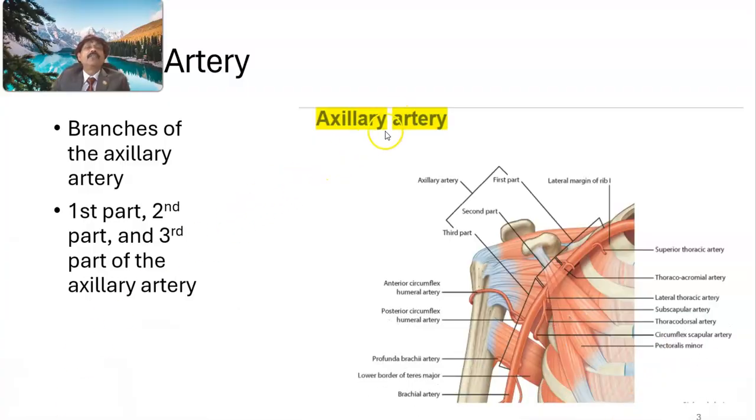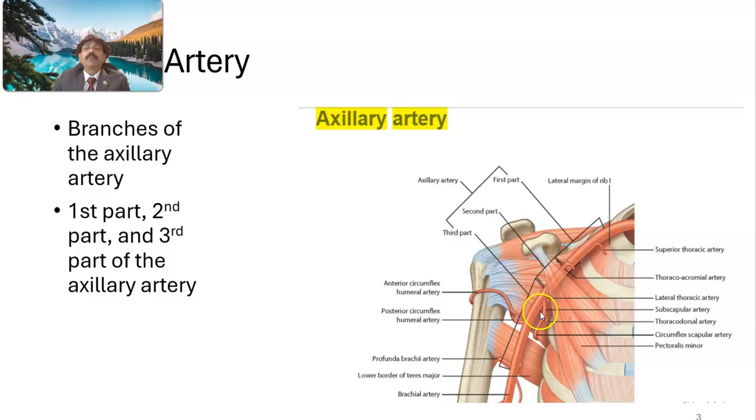The axillary artery has 3 parts in relationship to the pectoralis minor. The proximal part is from the outer border of the first rib to the medial border of the pectoralis minor, and this part has 1 branch, that is the superior thoracic artery. The second part, that is under cover of the pectoralis minor, has 2 branches. One is the thoracoacromial artery, another one is the lateral thoracic artery.